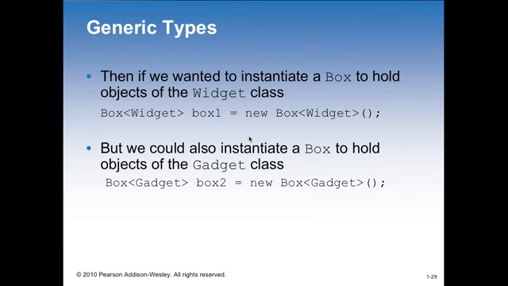So here we have a couple more examples. If we wanted to instantiate a box to hold objects of widgets in terms of a widget class, we would say Box<Widget> box1 is going to be equal to new Box<Widget>. So we saw this if you took the Android class. Most of you took that Android class. We saw this in the Android class.